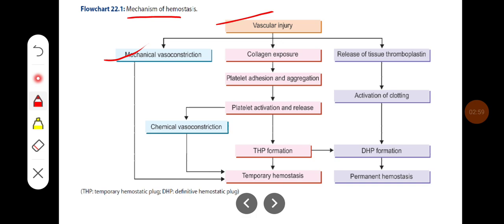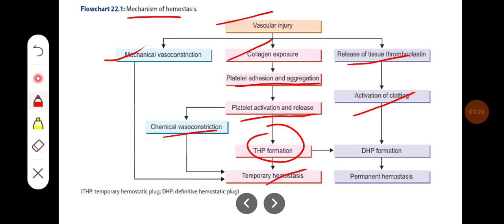Second, there will be collagen exposure, which activates platelet adhesion and activation. The activated platelets release many substances that cause chemical vasoconstriction, and that also leads to temporary hemostatic plug formation, which forms the temporary hemostasis. Whereas there will also be release of tissue thromboplastin and activation of the clotting mechanism that forms the definitive hemostatic plug. So that helps in formation of the permanent or definitive hemostatic plug.